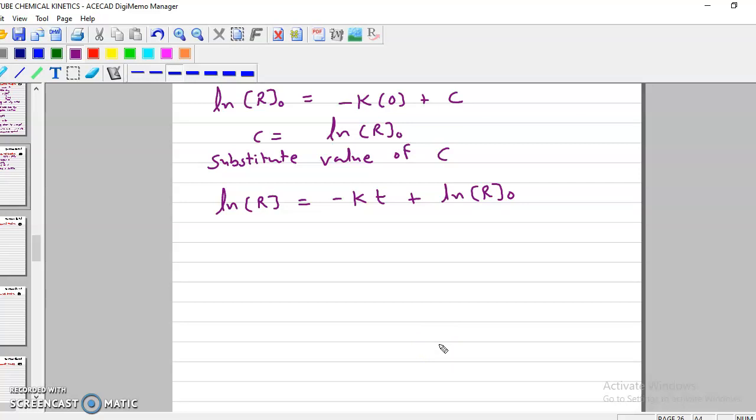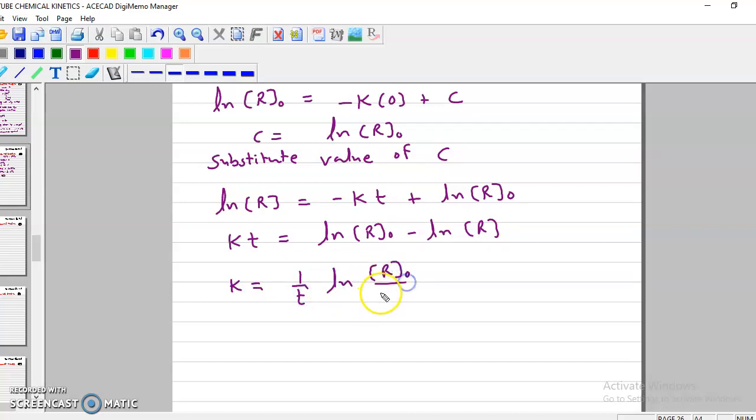Now we change the side of kt and ln R. Therefore, we will get kt is equal to ln R0 minus ln R. Or we make it more simple, then k is equal to 1 upon t ln of R0, the initial concentration of reactant, upon R, the concentration of reactant at time t.